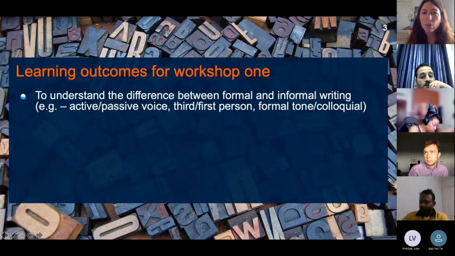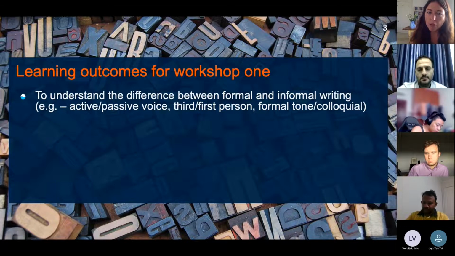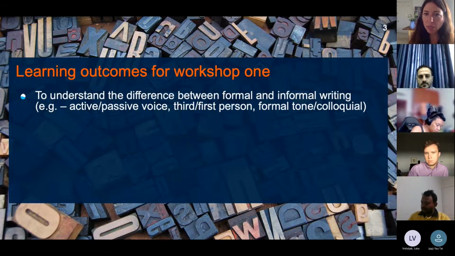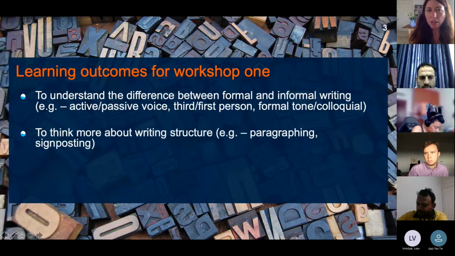Now, the learning outcomes for this particular workshop. We're going to look at a few aspects of writing that could be useful. First, to understand the difference between formal and informal writing. So for instance, things like active and passive voice, third and first person, formal tone or more colloquial tone. These are really important to take into account when you're writing in an academic style.